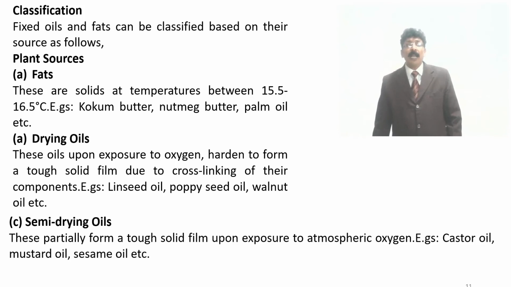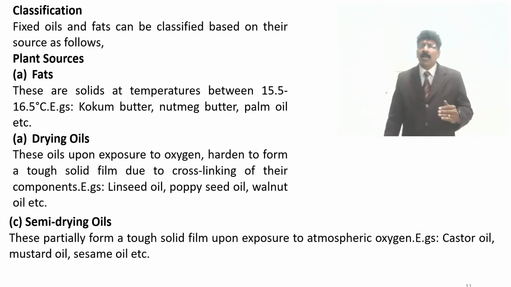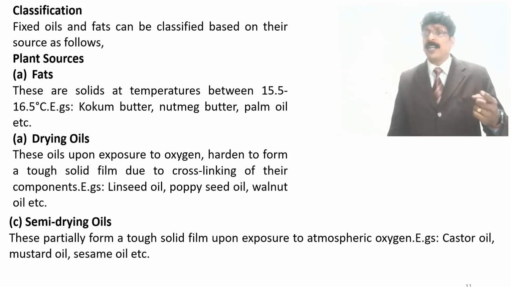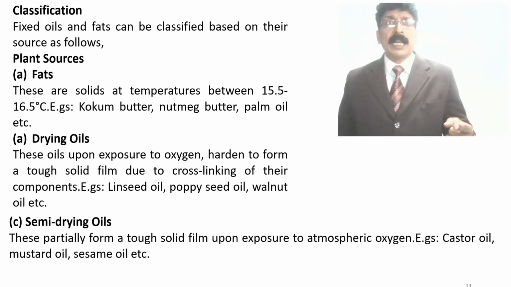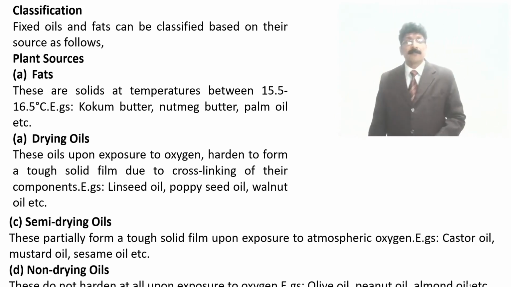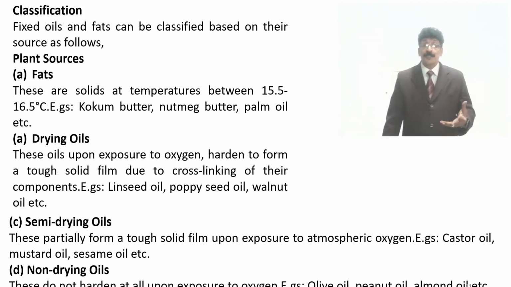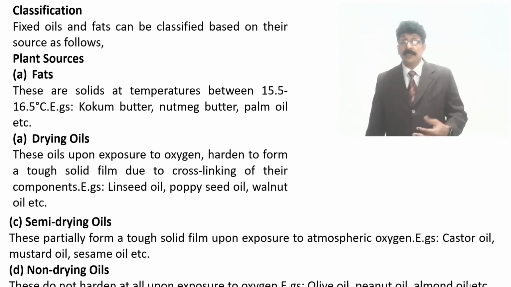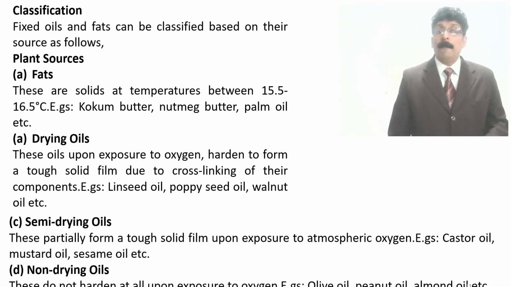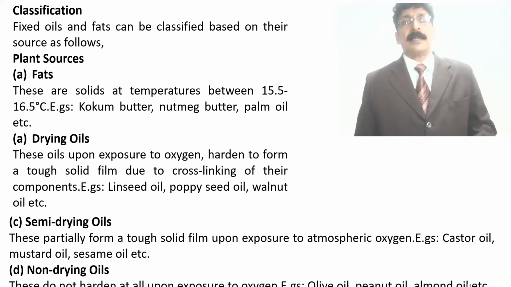Semi-drying oils partially form a tough solid upon exposure to atmospheric oxygen. Examples are castor oil, mustard oil, sesame oil, etc. Non-drying oils do not harden upon exposure to oxygen. Examples are olive oil, peanut oil, almond oil, etc.